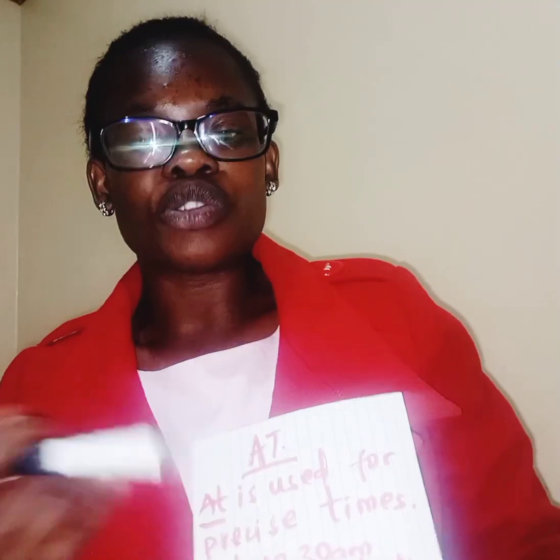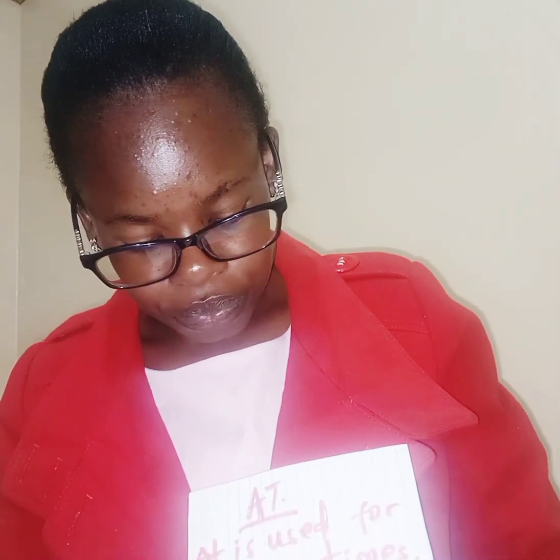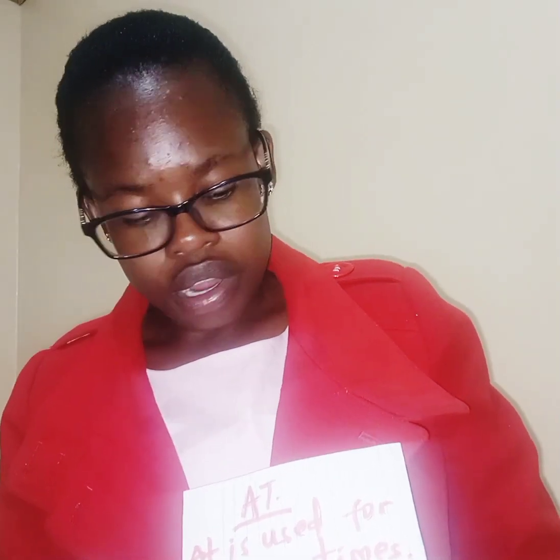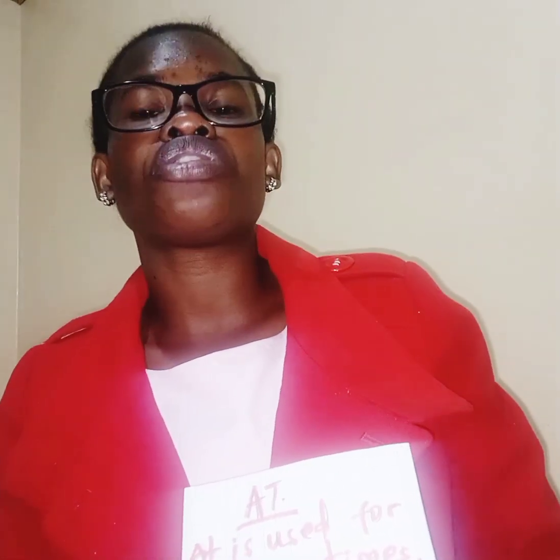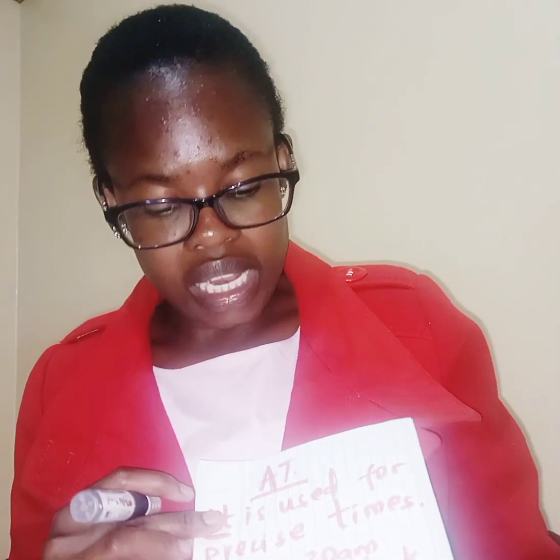Now we've looked at these prepositions. We now want to look at the uses of a few prepositions. Let us start with at. At is used for precise time. For example, at 10:30 AM, at 8 o'clock, at dawn or dusk, at night, at the same time, at the moment, etc.